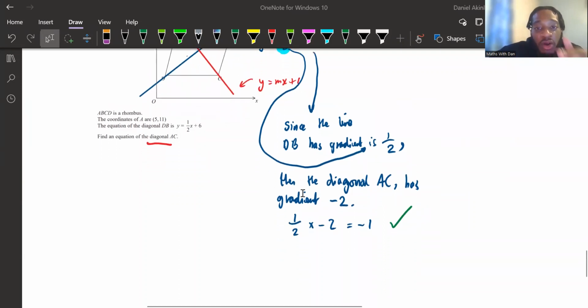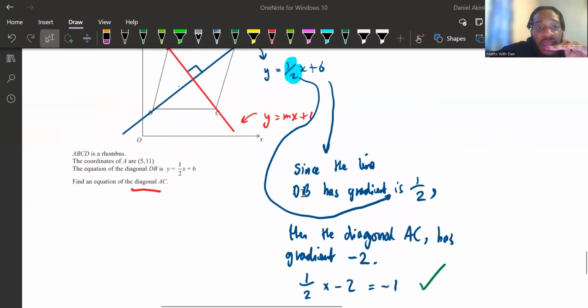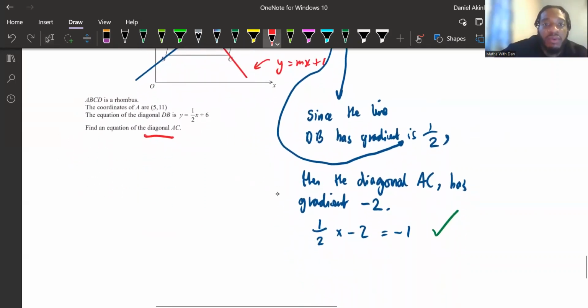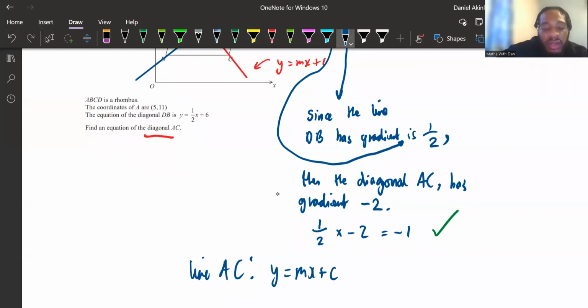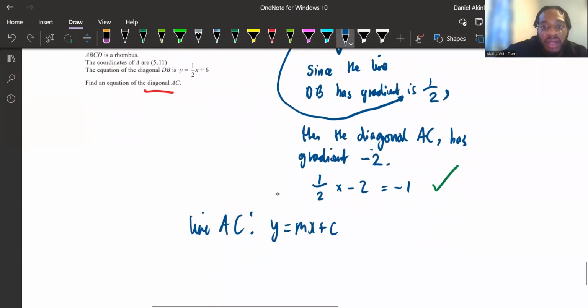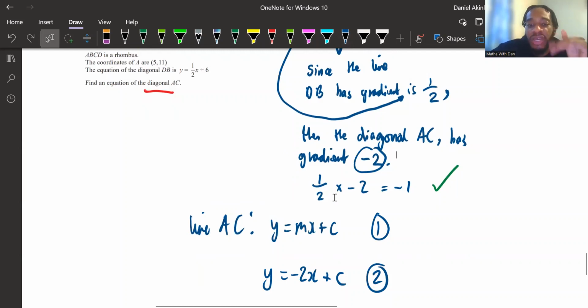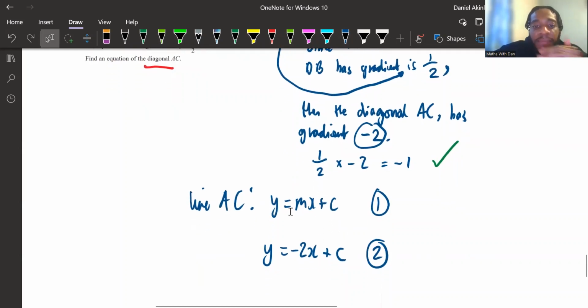Because now I know what the gradient of the line AC is, I can put that in. Remember, originally, this was step 1. Let me write here again, line AC. Remember, it was y equals mx plus c, because we didn't know it. But now we know the gradient is -2. So I'm going to update this to step 2 to give me y is equal to -2x plus c. Now, the remaining thing to find is the y-intercept c.